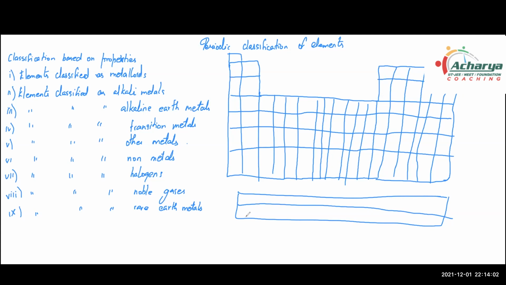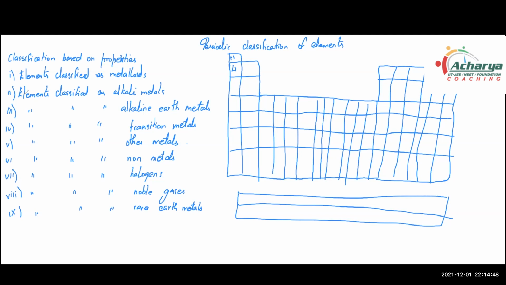So this is how roughly the periodic table looks, wherein the first element is hydrogen and the second is helium, and from here lithium starts. In this video we'll first cover elements as metalloids, elements as alkali metals, and elements as alkaline earth metals. In the periodic table, the metalloid groups are group numbers 13, 14, 15, 16, and 17.